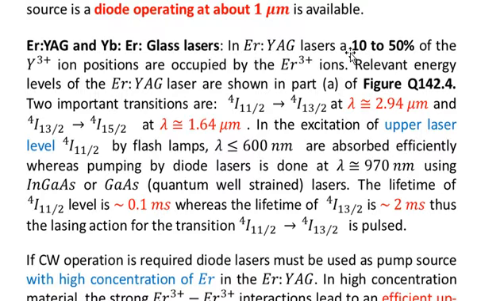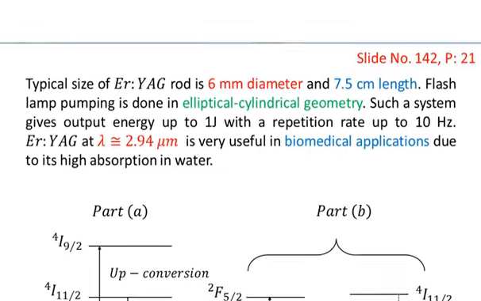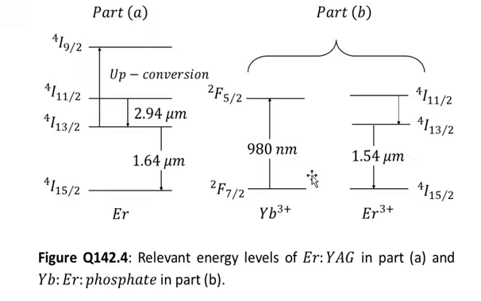In erbium YAG lasers, 10 to 50% of the yttrium ions, that is Y3+ ions, at these positions are occupied by erbium 3+ ions, that is, triply ionized erbium ions. Relevant energy levels of the erbium YAG laser are shown in part A of figure number 4. So let me show you that figure first. This is the figure. Let's read the caption.